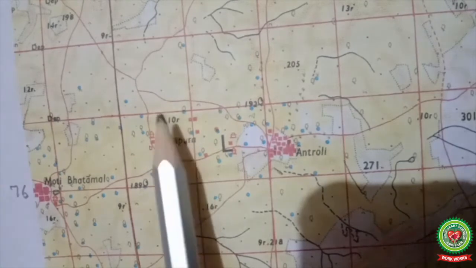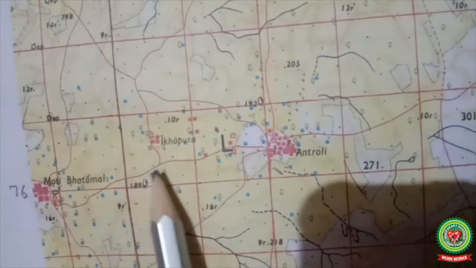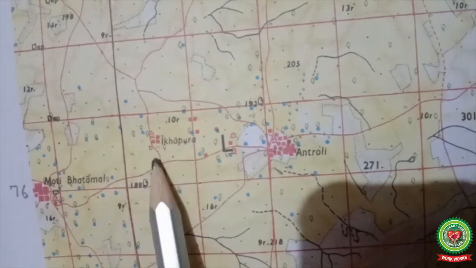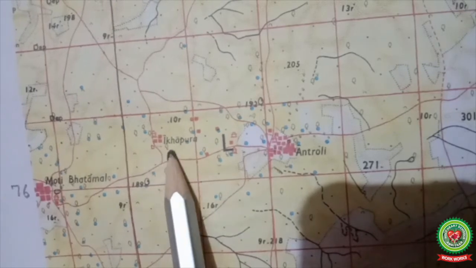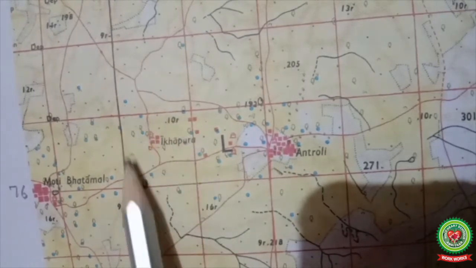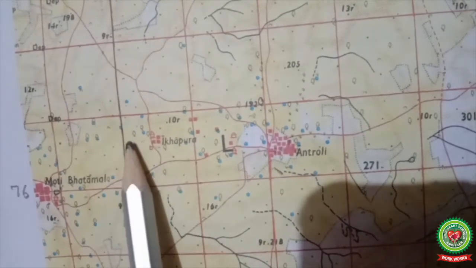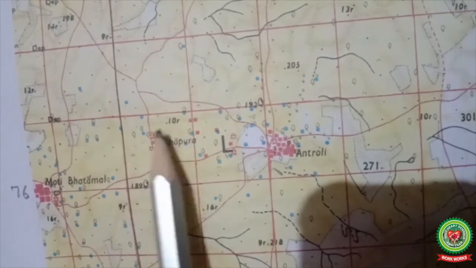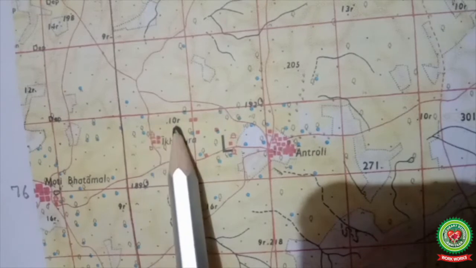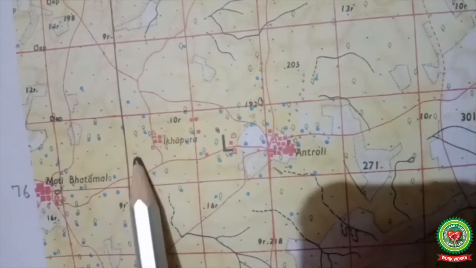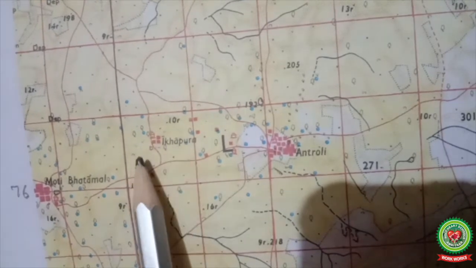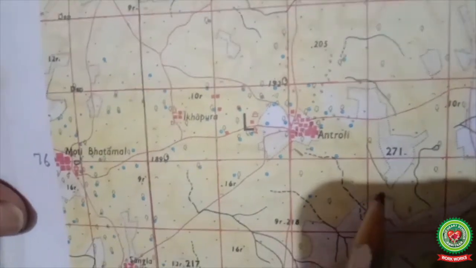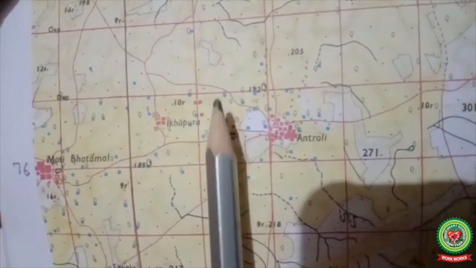Now let us look for the natural features in the same grid. The first most important natural feature is yellow color cultivable land. Second, we have deciduous trees shown in green here. Third, brown dots indicate sand dunes. So in this way, we can find out both man-made and natural features in a grid. I will refer to one more grid for finding out the same.